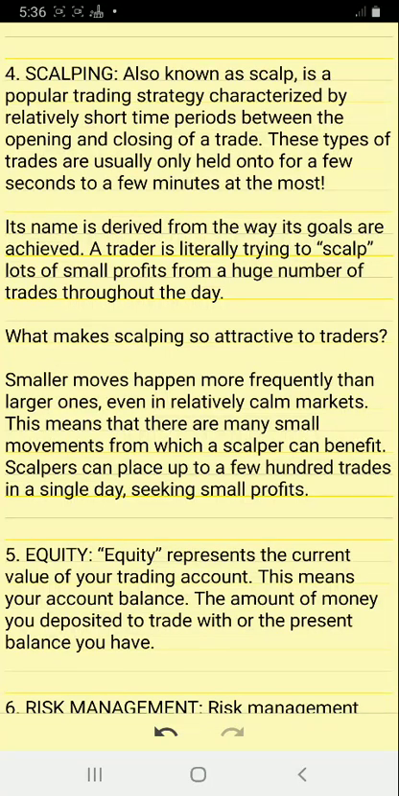Right, welcome back, guys. Let's continue from this number 4. It says scalping, also known as scalp. Scalping is the type of trading where you are looking for the smaller moves. You can just pause this video and read everything else here, but let me explain it to you in an easier, shorter way.